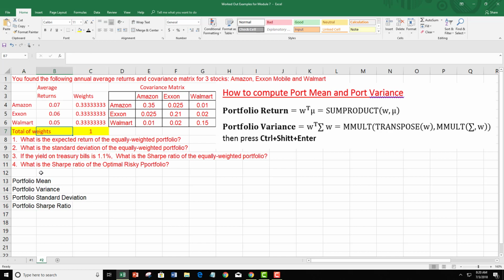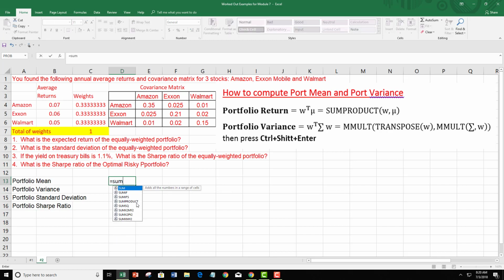So once you have all this information, now you can calculate the portfolio mean, portfolio variance, portfolio standard deviation, and portfolio Sharpe ratio. And I'm going to follow the formula right here. So for the portfolio mean, right here I'm going to write equals SUMPRODUCT. Once you write SUMPRODUCT, W here means weights, comma, mu means the average vector. So do this and enter, and that gives you the portfolio mean.